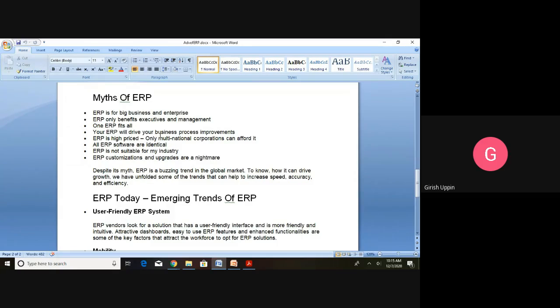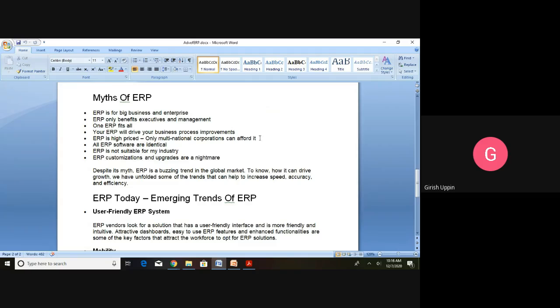Your ERP will drive your business process improvements. ERP is not the only thing that will drive the business process improvements. The organization, the way it is operating, has to mold that ERP or customize that ERP to improve the business processes. ERP is high priced, only multinational corporations can afford it.